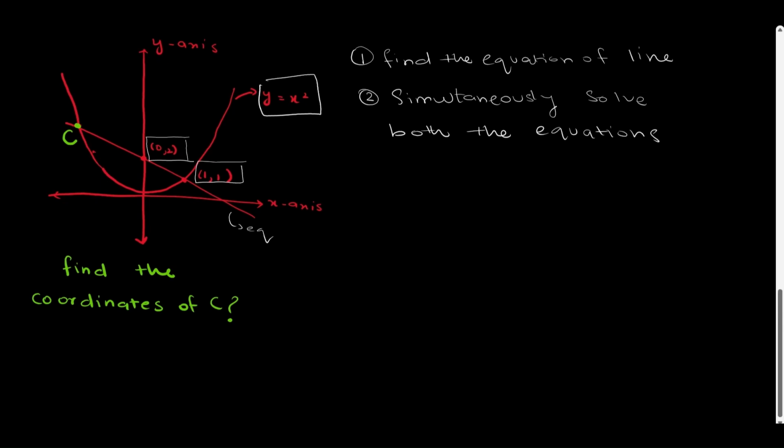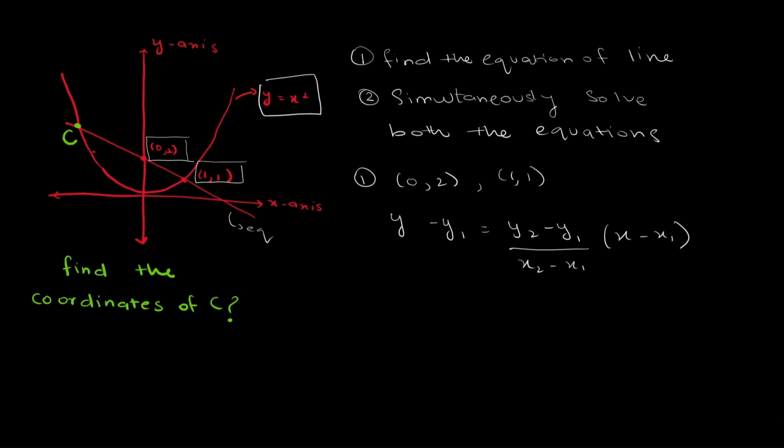So first step, we will try to find the equation of the line. We have been given 2 points on the line, (0, 2) and (1, 1). And now we need to find the equation of the line using these 2 points. So we have one of the formulas that says y minus y1 equals (y2 minus y1) over (x2 minus x1), brackets x minus x1. This is a standard equation to find a line equation using 2 points given.